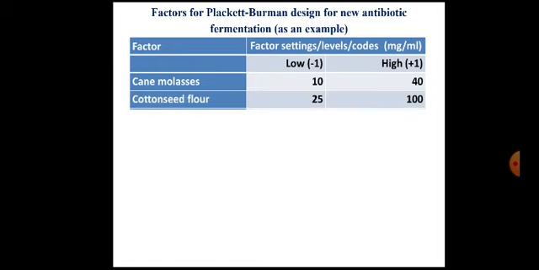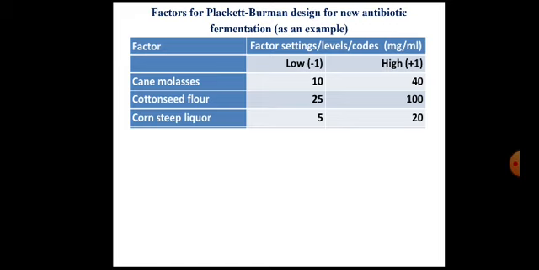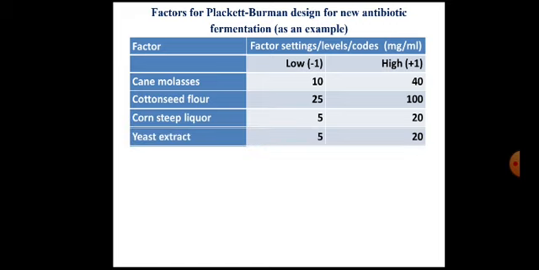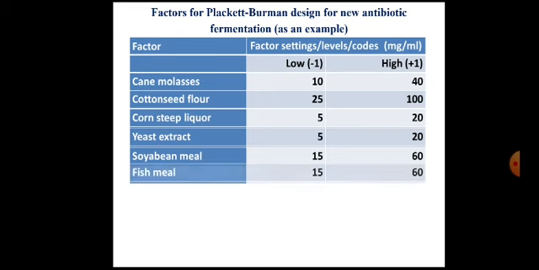Likewise, other levels are also selected for the other factors. Cottonseed flour: low 25, high 100 milligrams per ml. Corn steep liquor: 5 and 20 milligrams per ml. Yeast extract: 5 and 20. Soybean meal: 15 and 60. Fish meal: 15 and 60. And FeSO4: 5 and 20.